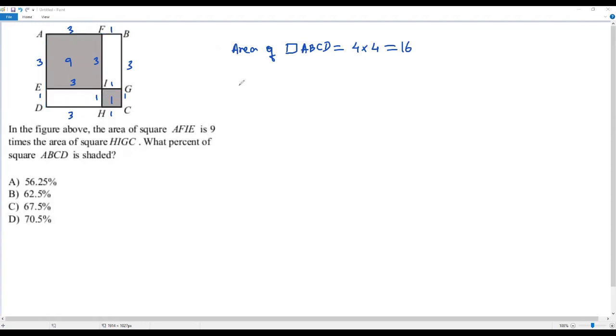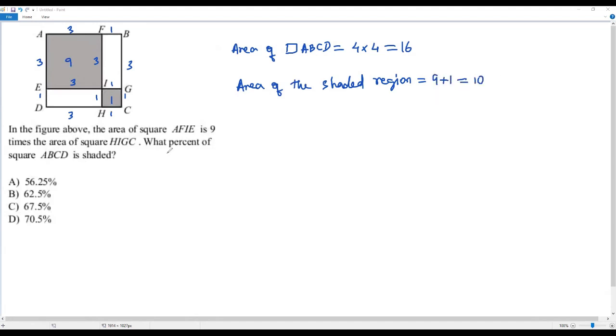Now let's get the area of the shaded region. Area of the shaded region is equal to... Now to get the area of the shaded region, we have to add this 9 and 1, because 9 is the area of this shaded region and 1 is the area of this shaded region. So we get 9 plus 1 equals 10.